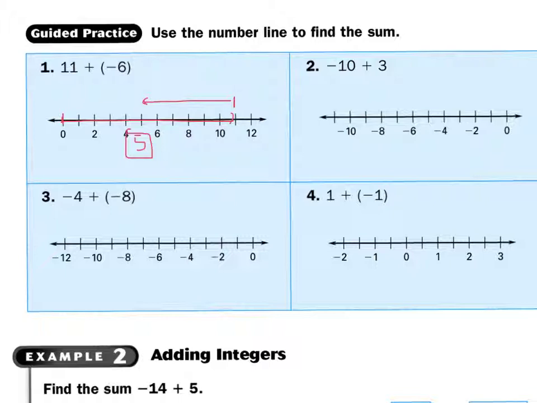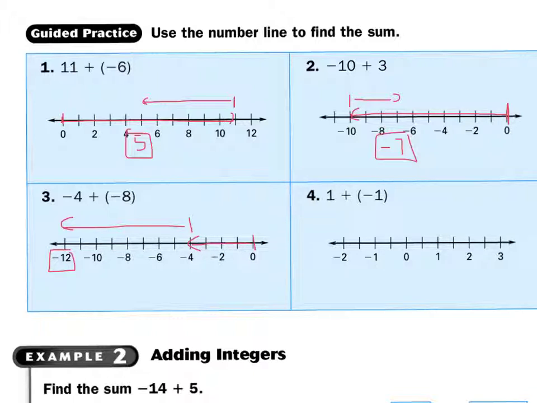In number 2, negative 10 plus 3, you start by moving 10 spaces to the left, and then you're adding 3, so you move 3 spaces to the right, which will leave you at a negative 7. For number 3, start at 0, it's negative 4 plus negative 8. You move 4 spaces to the left, but then you have to move an additional 8 spaces to the left, which leaves you at a negative 12.